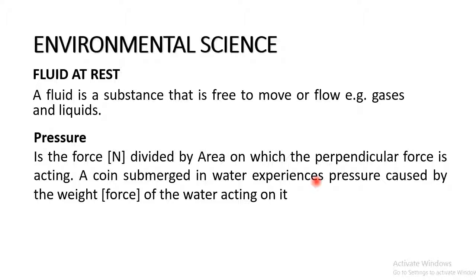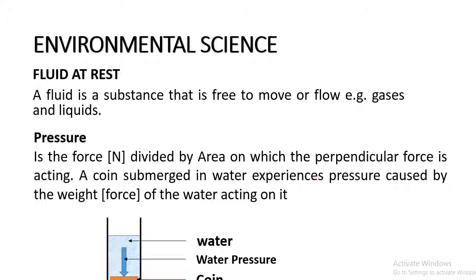For example, if we look at a coin that is submerged in water, it experiences pressure caused by the weight of the water acting on it. This is the diagram showing us the water, the blue color, and the arrow is showing the direction of the water pressure acting on this coin, which is orange. So the water in this container is exerting pressure on the surfaces of the container and also on the coin.